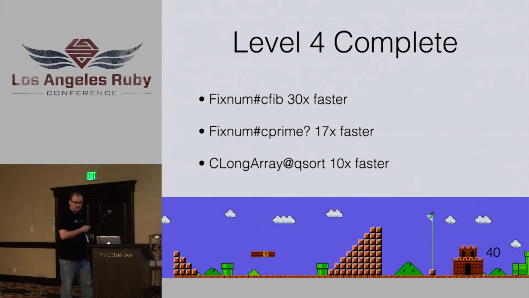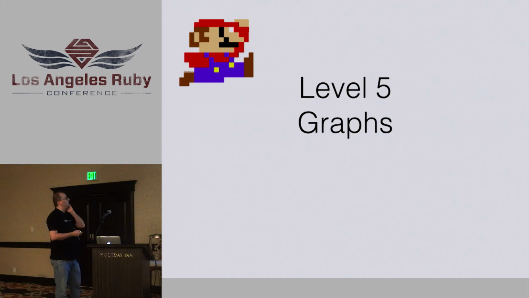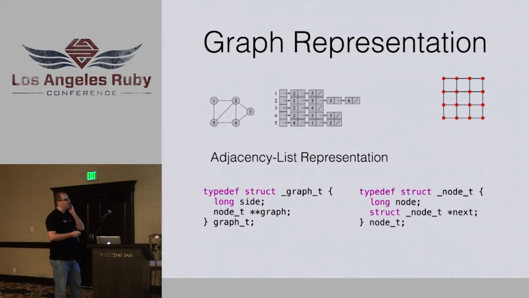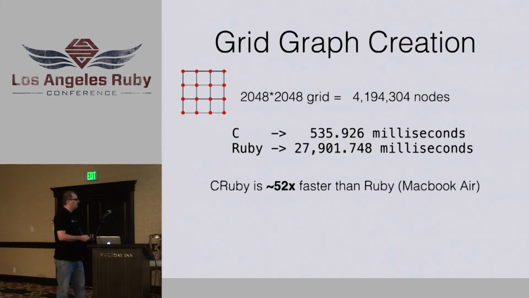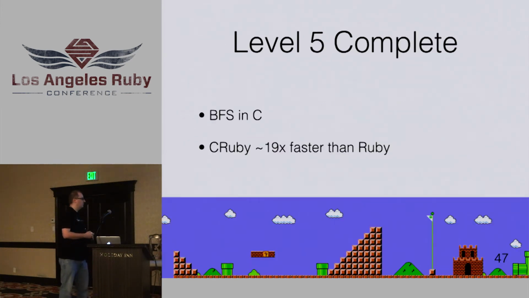Okay, so that pretty much completes the fourth level. So now you should be able to create your own new class, and play a prank on someone, I guess, with Fixnum when you swap some of the methods. And you can see that most of them are actually at least 10 times faster. I have another level that talks about graphs, but I don't have enough time for it. But you can download my slides and see it there. I'll just show you that when you're working with graphs, you can get like 50 times faster execution, or 19 if you're doing breadth first search.